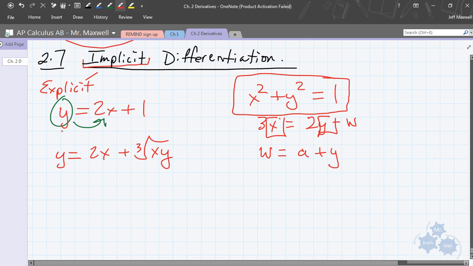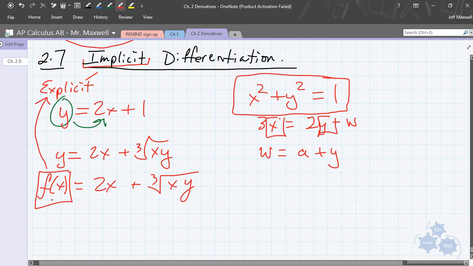So y here is not explicitly explained in terms of x. I could not write it like this because function notation is explicit. It's saying this variable, y is what we typically use, is explained as a function of only x, the only other variable involved. So we can't do this. Why? Because it's x and y.